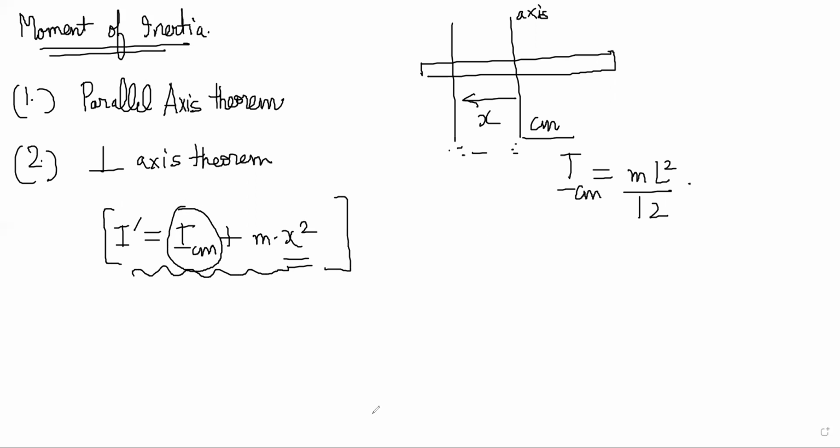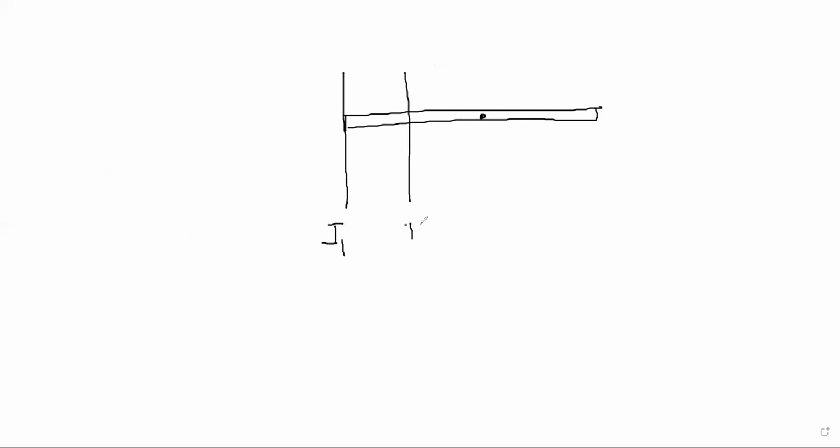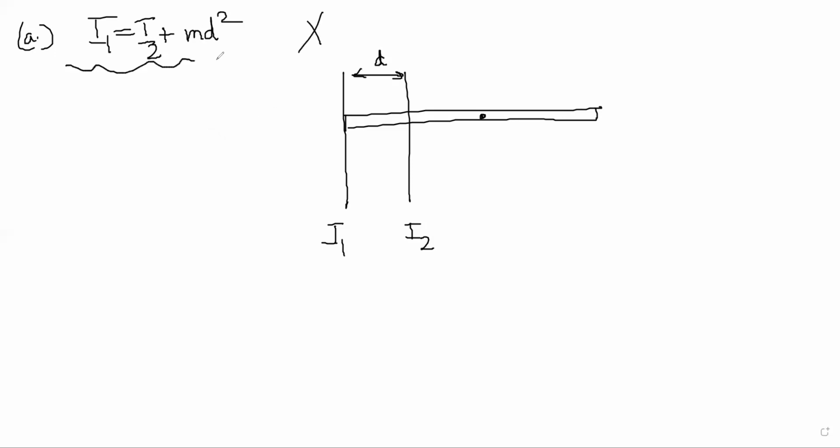So what happens sometimes is people have questions like this. This is a rod, this is one axis, this is another axis. This is I1 and this is I2. What is the relation between I1 and I2? So don't do this, that I1 is equal to I2 plus MD square, if this is D. That is wrong. Why? Because you are supposed to use the parallel axis theorem only using the center of mass.